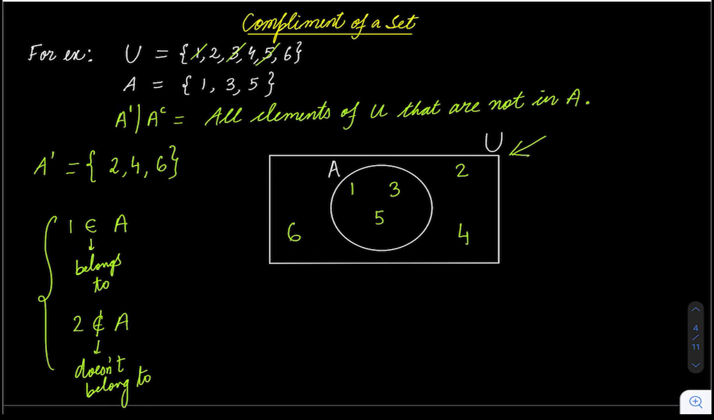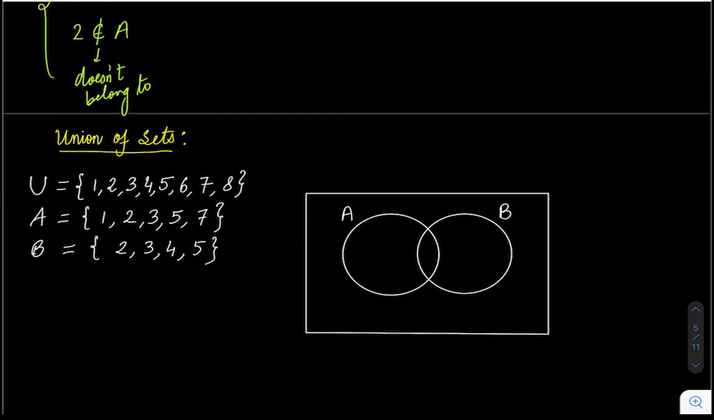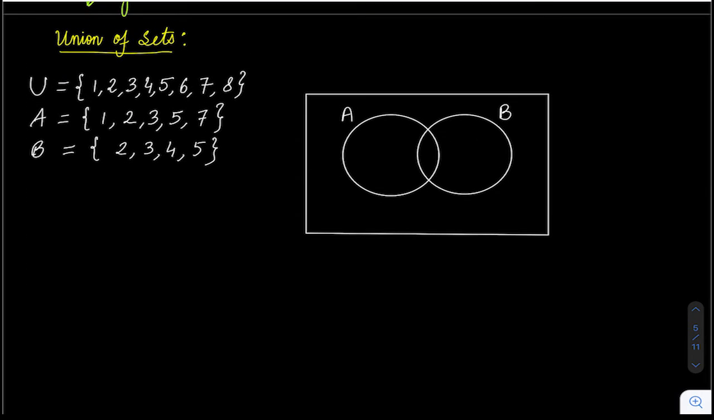And you can also see every element that is not in A, that is 2, 4, 6. So these constitute the complement of a set. This is very important, and sometimes we call it not A. Okay, next, union of sets.